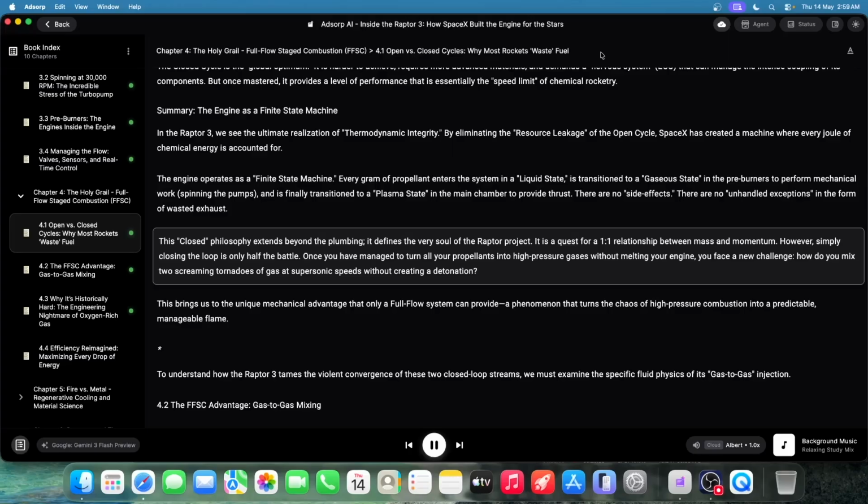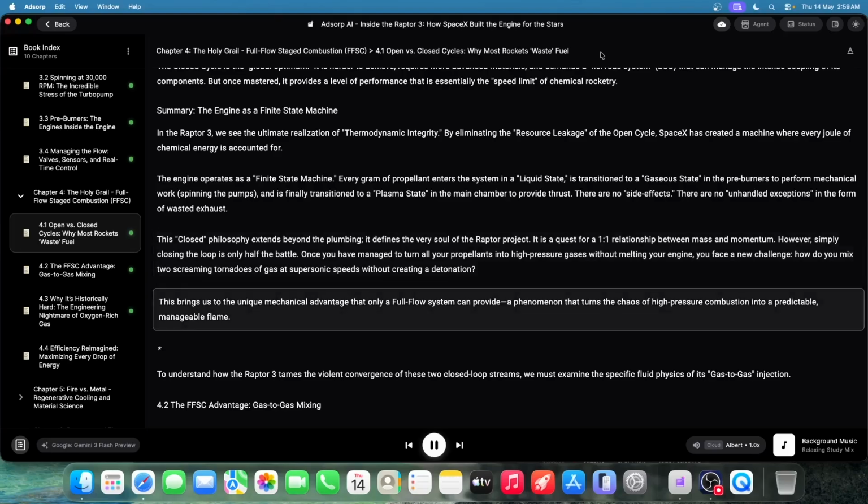However, simply closing the loop is only half the battle. Once you have managed to turn all your propellants into high-pressure gases without melting your engine, you face a new challenge. How do you mix two screaming tornadoes of gas at supersonic speeds without creating a detonation? And this brings us to the unique mechanical advantage that only a full-flow system can provide, a phenomenon that turns the chaos of high-pressure combustion into a predictable, manageable flame.